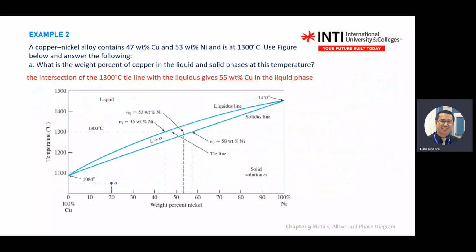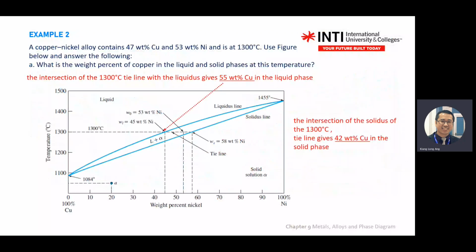You identify where your liquid phase is first. Where is the solid phase? Okay, then you drop down, because this is the length of your ruler, of your lever rule. Okay. So this gives you this one, and the intersect of solid gives you 42% copper.